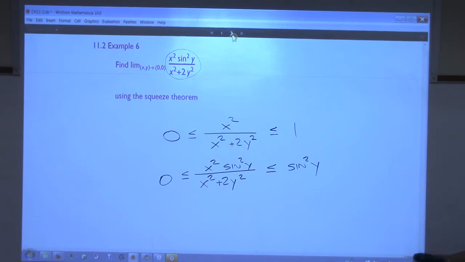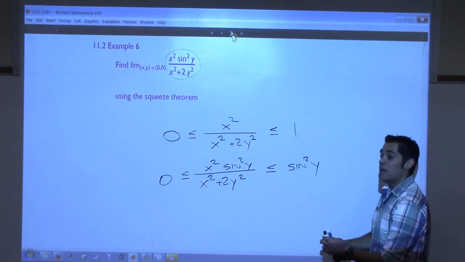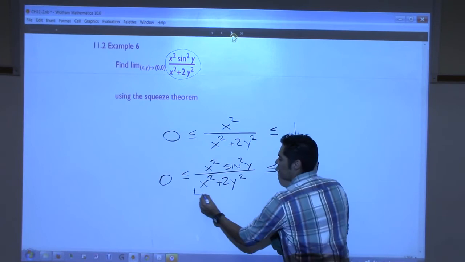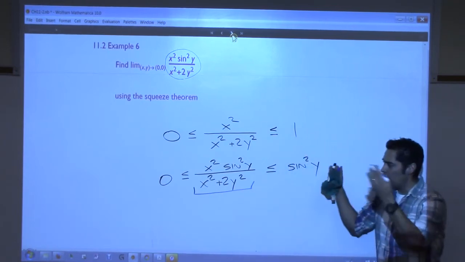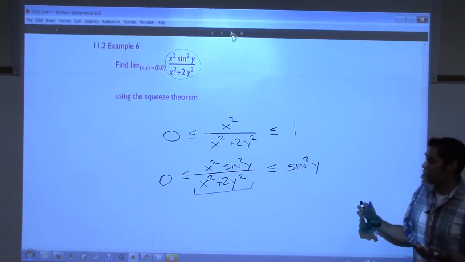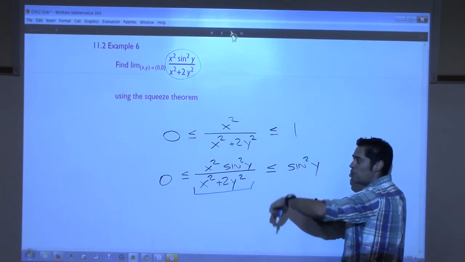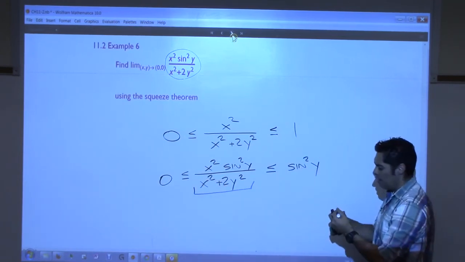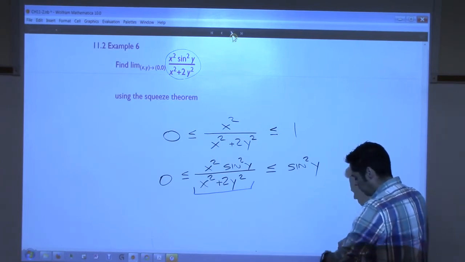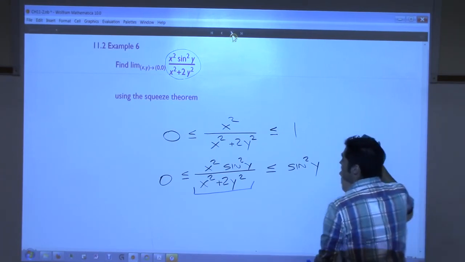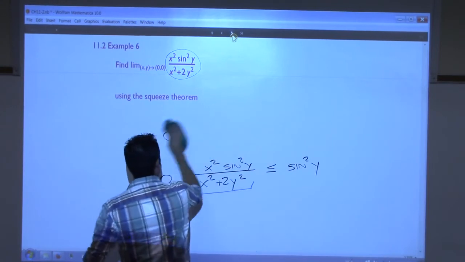So what we do now is, once we have the thing we're interested in squeezed between two things, we need to make sure that these two things go to the same value as we approach in a limit. So what I need to do is set up this inequality again with limits.